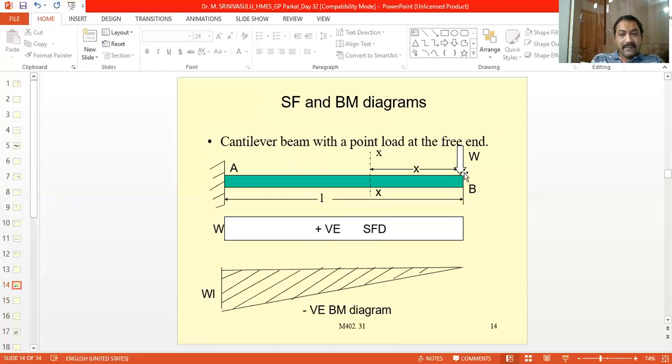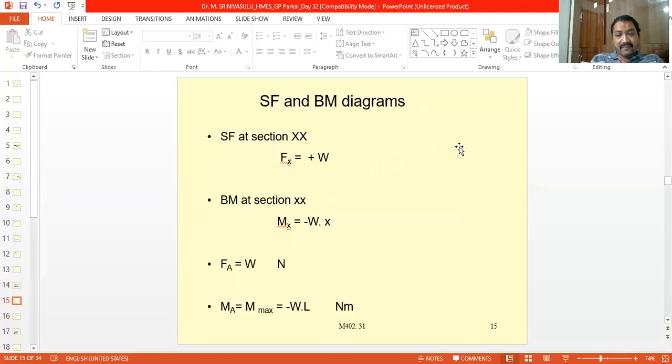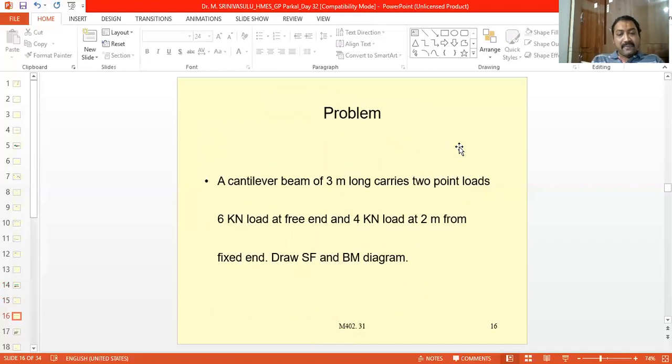So here, at point B, what does it mean? The load is acting at point B only, and we have considered the section at a distance of x from point B only. Therefore, here the x value becomes 0. So here also we can find the shear force is the same thing. The shear force will remain the same, that is plus W.